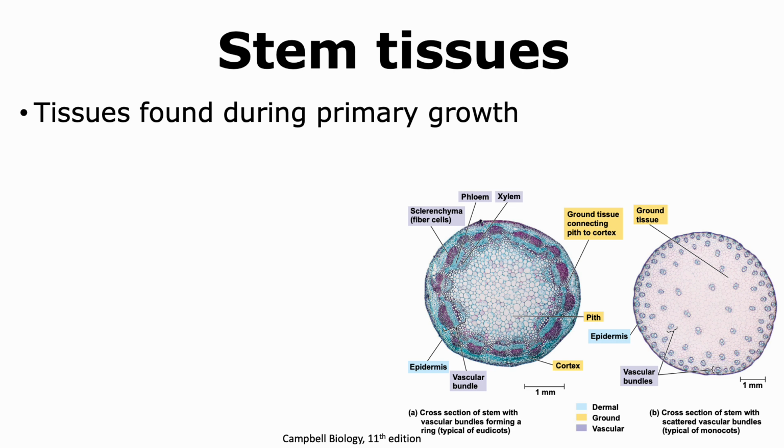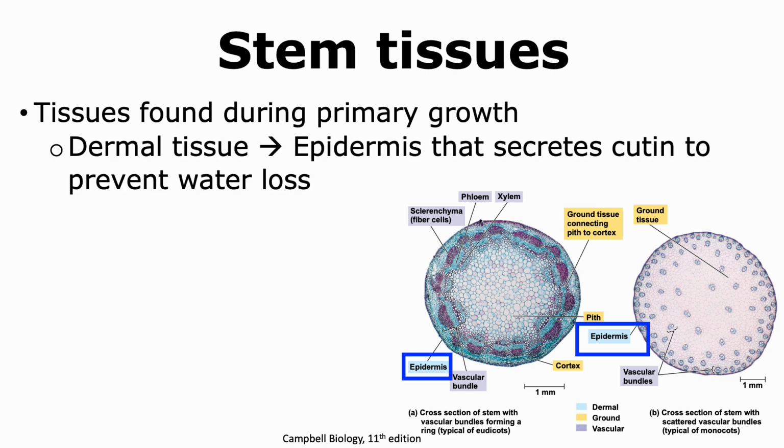During the primary growth of the stem, the tissues that we can find include the dermal tissue, which forms the outermost layer. The dermal tissue is made up of epidermis cells that will secrete cutin that forms the cuticle. The cuticle prevents water loss from the stem. The dermal tissue can also have hair-like structures present.